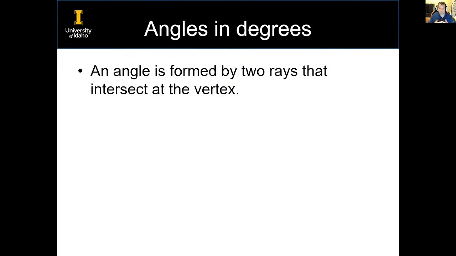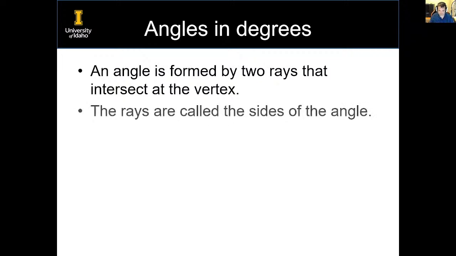In trigonometry, an angle really is two rays pointing straight out that intersect at a vertex. A ray goes straight out and doesn't come back, and some people struggle with that. It's kind of like a laser. We call these rays the sides of the angle. So there's an angle, and those are the two rays.